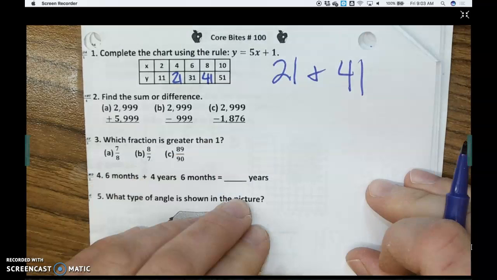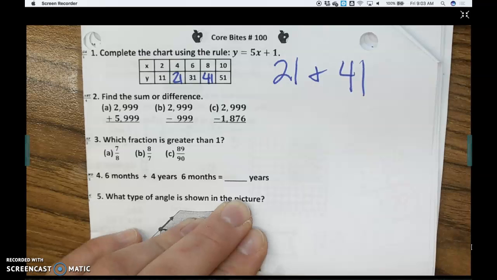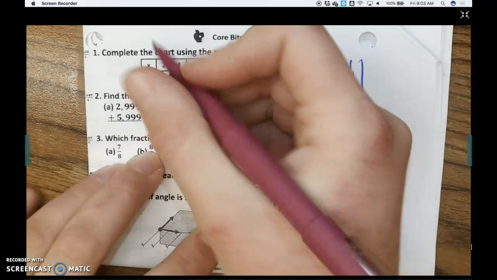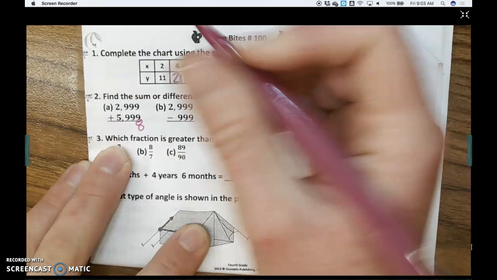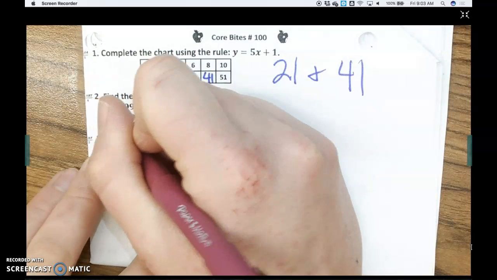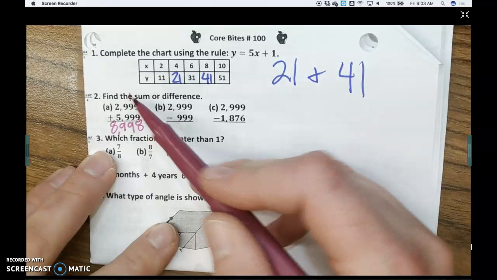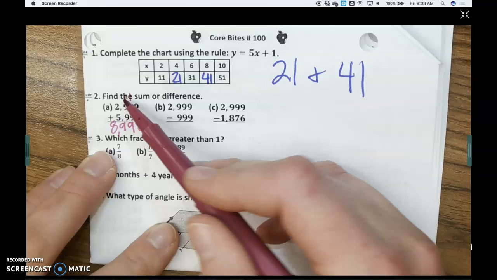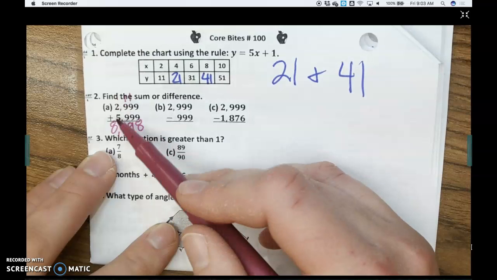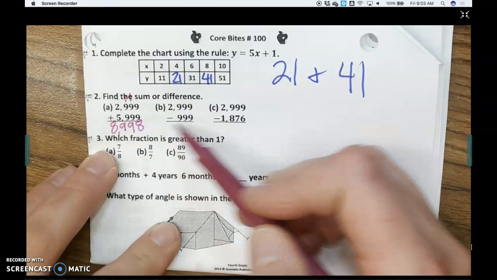Okay? For the next one, you're going to do the sum or difference. So your answers are going to be 8, 9, 9, 8. So if you add all these up, 9 plus 9 is 18, regroup. 9 plus 9 is 18, plus 9 regroup. 9 plus 9 is 18, regroup. 5, 6, 7, 8. So 8,999. For this one, you're going to subtract.